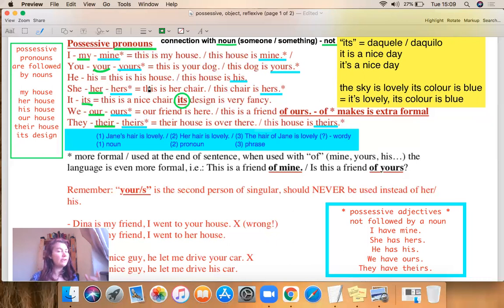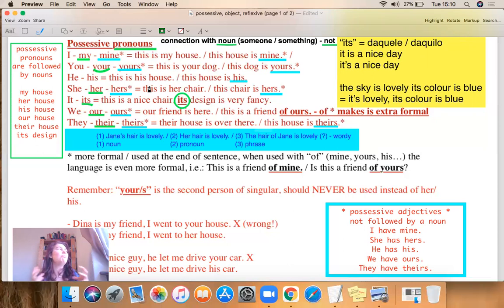So we are friends. This is our friendship group. Okay, so our friend is here. Come here, friend. There's no friend here in this room, in this bedroom. Okay, so this is our friend. This friend is ours, or this is a friend of ours. This of, when I use of, so this is a friend of ours, it makes my sentence sound a bit more formal, actually.